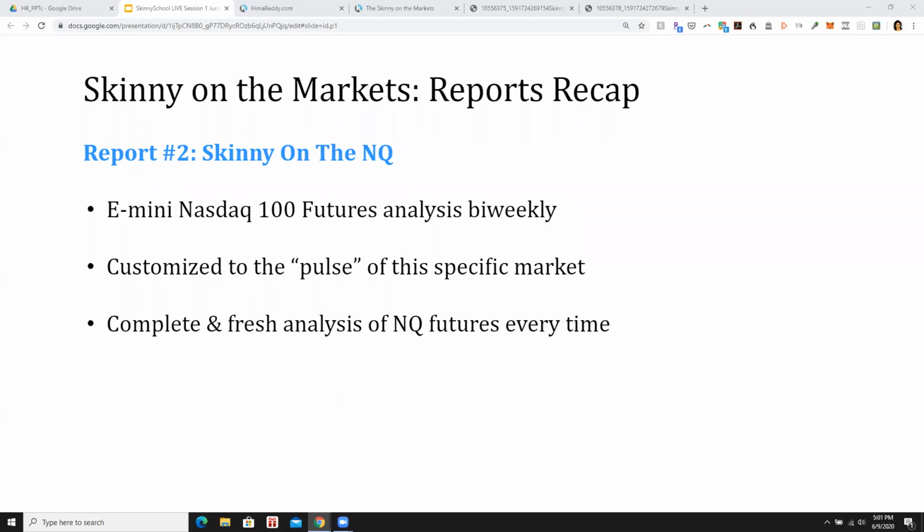Now, the skinny on the NQ, all right, it's delivered in the same way in terms of the structure of the analysis. So here you're getting the E-mini NASDAQ 100 futures analysis bi-weekly, right? It's customized to the pulse of this specific market, and it's complete and fresh analysis of the NQ every time. Now, the NQ futures are in the portal only.